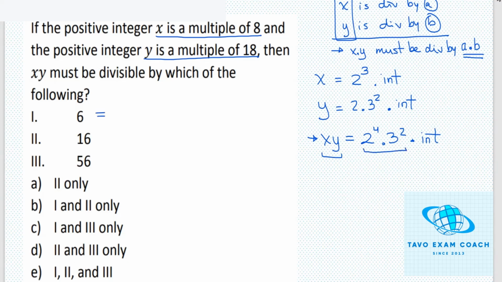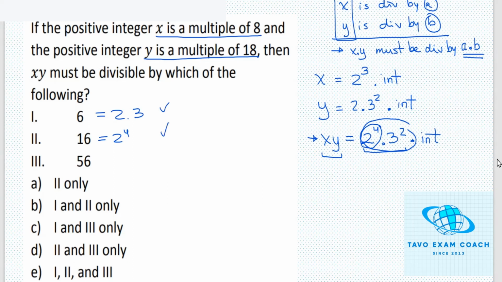6 is actually 2 times 3. It can be formed with the factors we find here. 1, 2, and 1, 3 make up a 6. So we can divide xy by 6 confidently because the quotient will be another integer. 16 is 2 up to 4, which is contained here. So when we divide xy by 16, we can be sure that the quotient will be another integer. So the product must be divisible by 1 and 2.